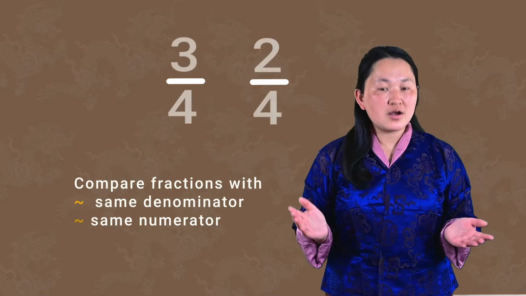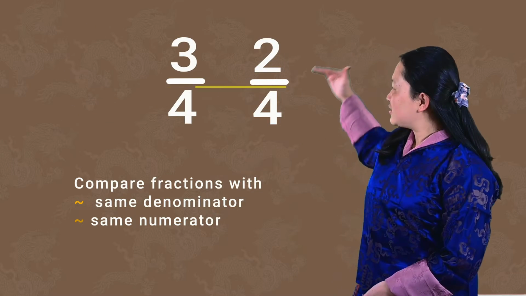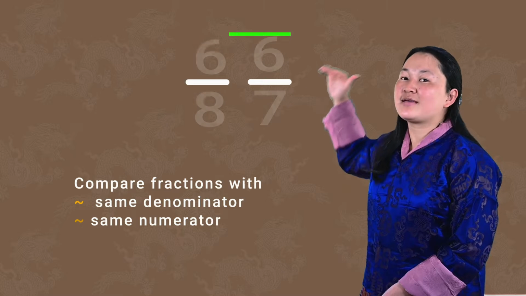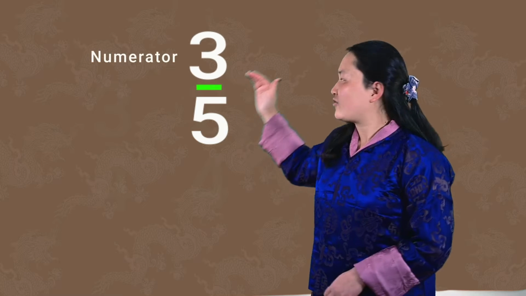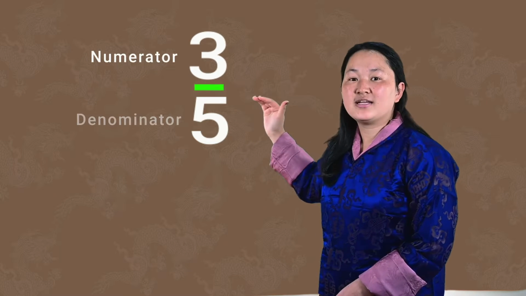To understand this better, in this lesson, we will learn how to compare fractions with the same denominator and the same numerator. Before that, let's recall what is a numerator and what is a denominator. Now look behind me. What do you see? Yes, it is a fraction. The number above the line is called a numerator and the number below the line is called a denominator.